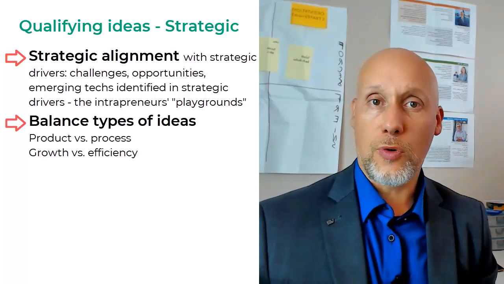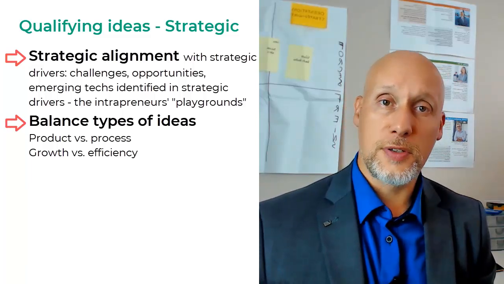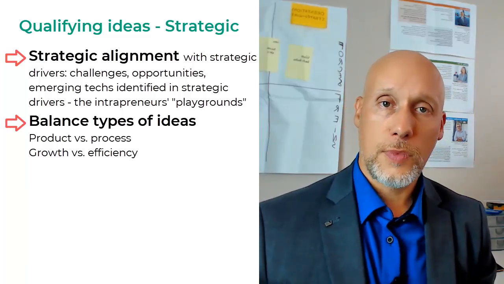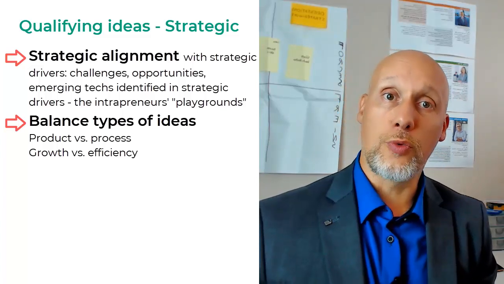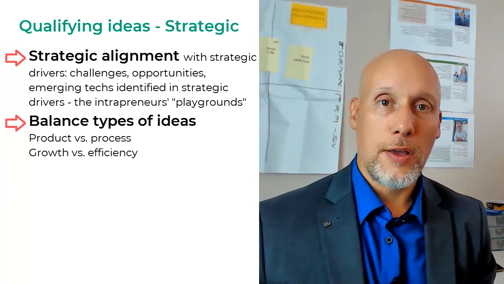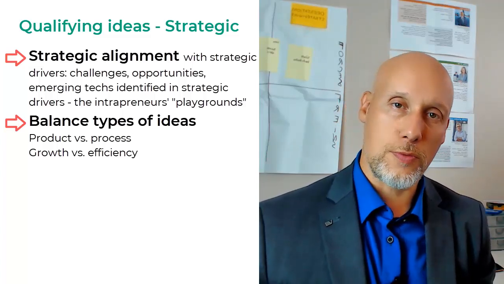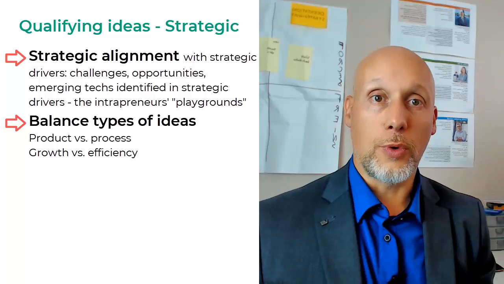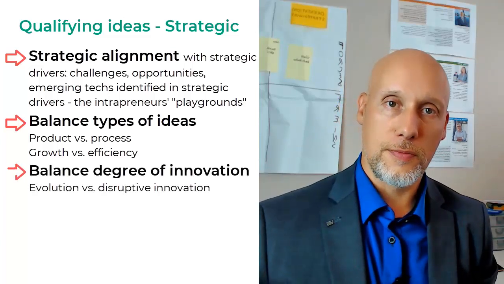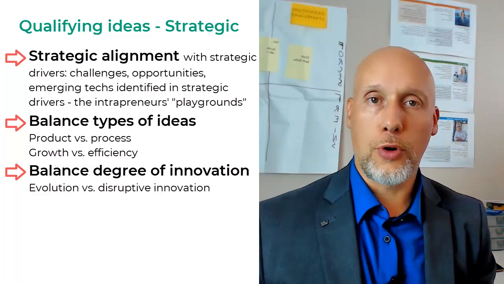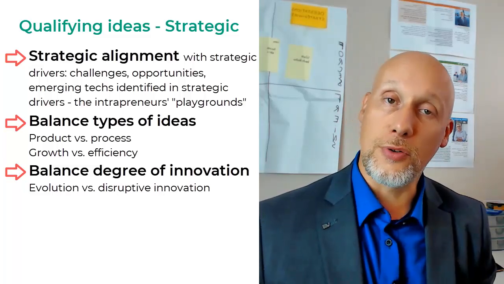Second, we look at having ideas of different types. Some ideas might be more product-based, like a new product. Some might be more process-based, like changing the way of working. Some might be more growth-oriented, like the target is to generate revenues. And some might be more efficiency-oriented, like saving costs or doing things faster. And finally, we want to ensure a good mix of ideas in their degrees of innovation. Some might be simple product evolutions, whereas others might be completely disruptive innovations.